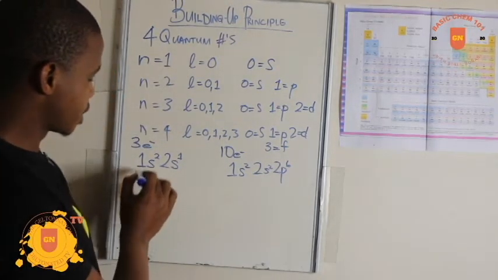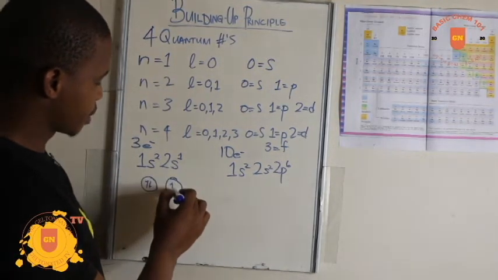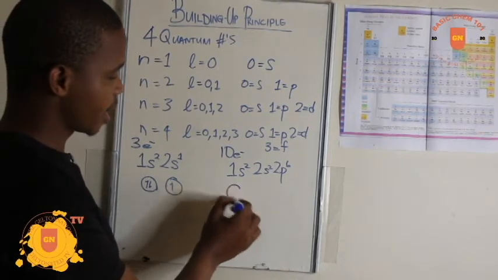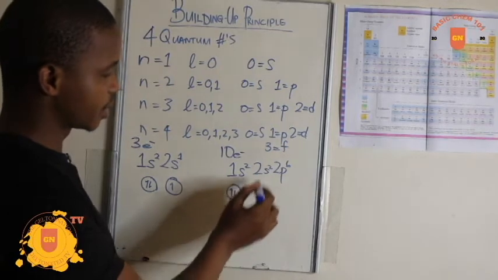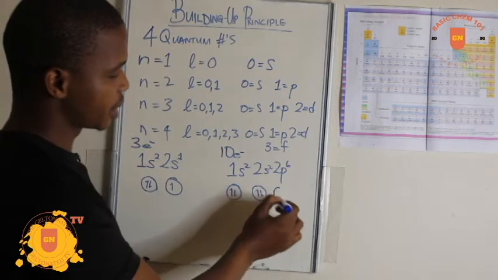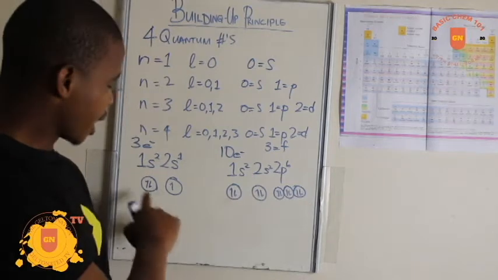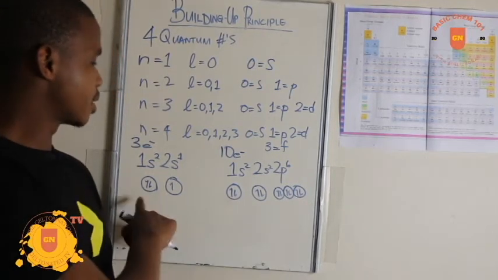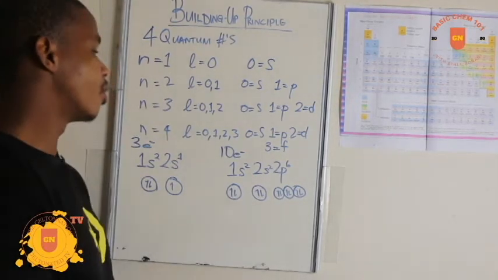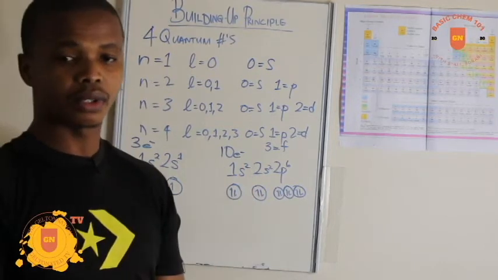Also, if you are looking for an orbital diagram, you'd have something of this nature. Here you have 1s, which is 2 electrons. Then you have 2s, which is 2 electrons. Then you have 2p, which is 6 electrons. And then the direction of your electrons will be based on your spin quantum number or your Pauli's exclusion principle. This is what we know so far.